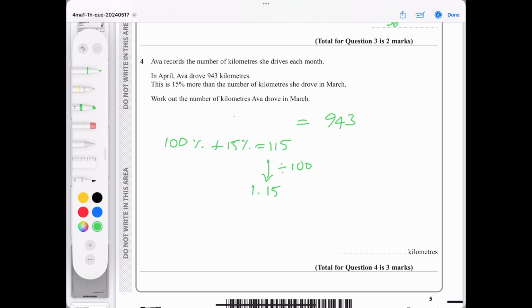So we know that 1.15x equals that. And then let's just divide both sides. So x equals 943 divided by 1.15. And that is 943 divided by 1.15 equals 820 kilometres. We know it has to be less. And by the way, if this number here is more than 1, you get a smaller number. If it's less than 1, you get a bigger number.